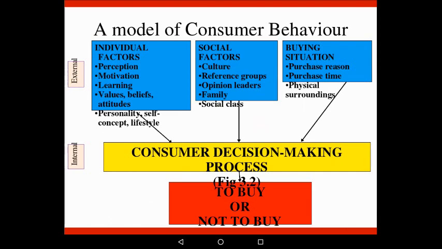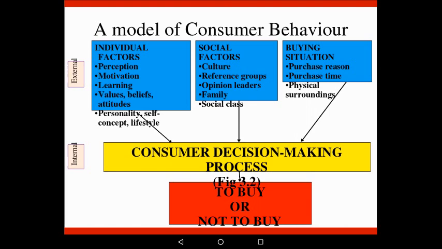Okay, so this is a model of consumer behavior, which is a model that was adapted from psychology and sociology. As you can see on the top left, we have something called individual factors. These are things that influence the consumer's decision making. Things like how they perceive products, what motivates them, what they have learned and how quickly they learn, their values, beliefs and attitude, their personality, their lifestyle. Those all influence their choices of products.